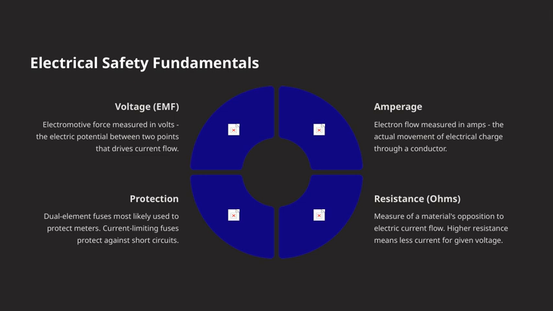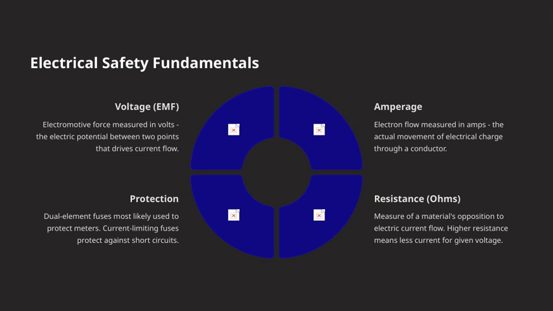Then we have resistance, measured in ohms. Resistance is a material's opposition to the flow of electric current. The higher the resistance, the less current will flow for a given voltage. It's like a narrowing pipe that slows down the water, so less current flows through.